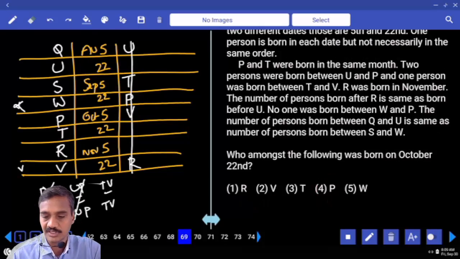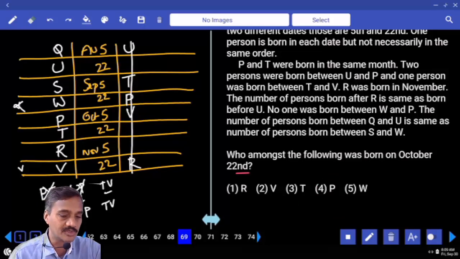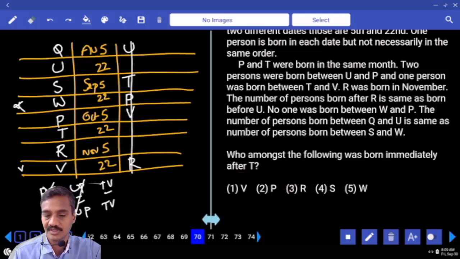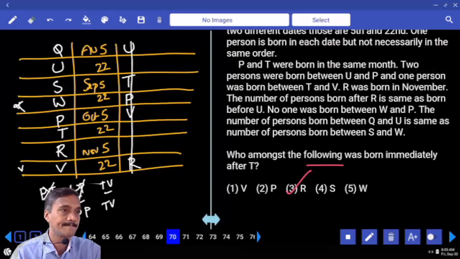Then 69, who among the following was born on October 22nd? Now 22nd of October, tell me who is that person? T, that is choice 3, 69. And who among the following was born immediately after T? Immediately after T, that is R, choice 3, question number 70. Clear?